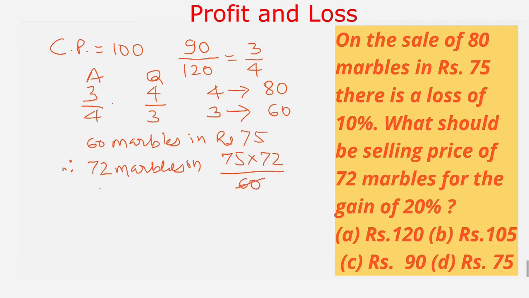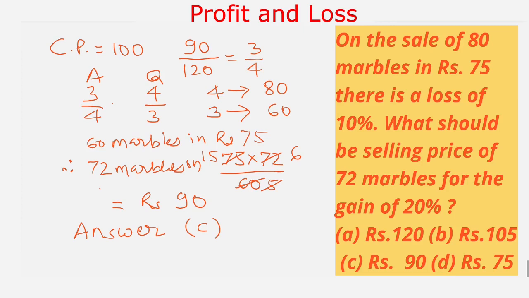12 cancels 60 for 5 times and 72 for 6 times. And 5 cancels 75 for 15 times. So this is equal to 15 times 6, which is rupees 90. And from the given options, our answer is option C.